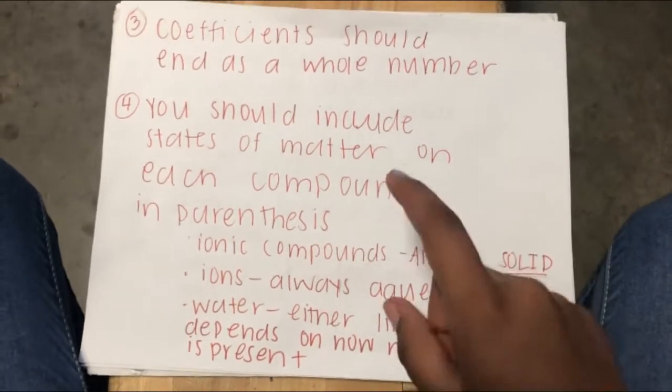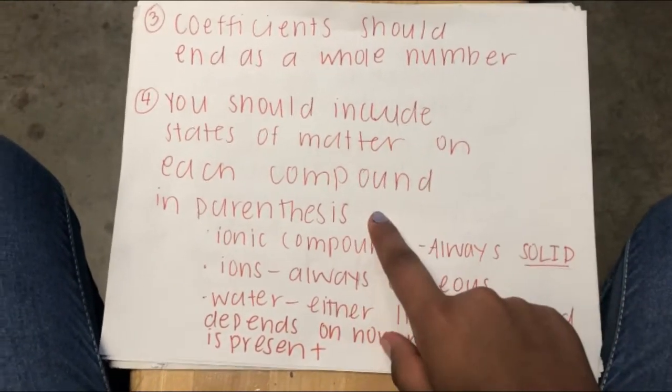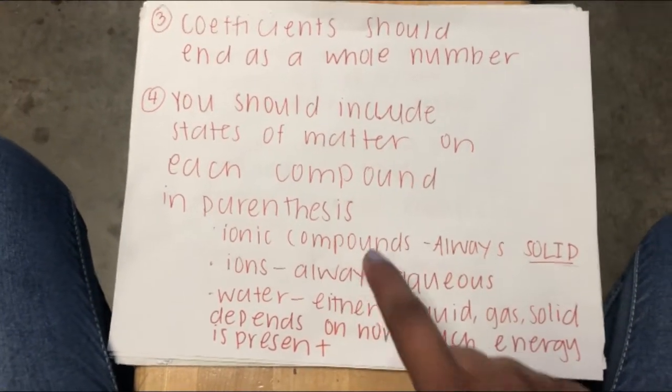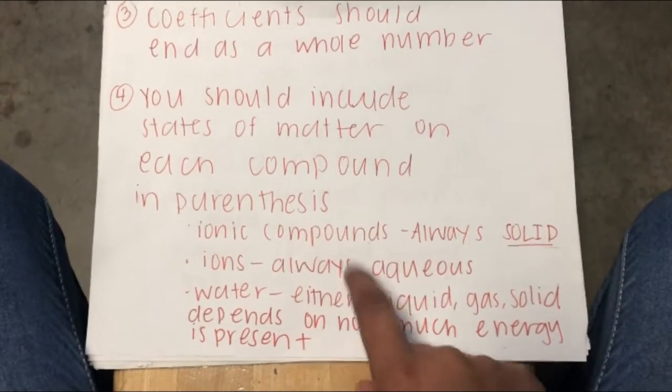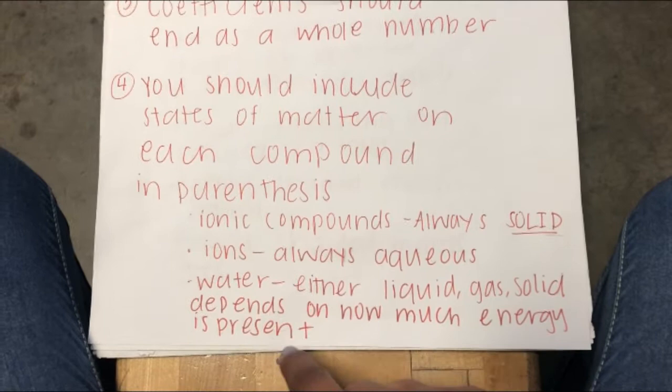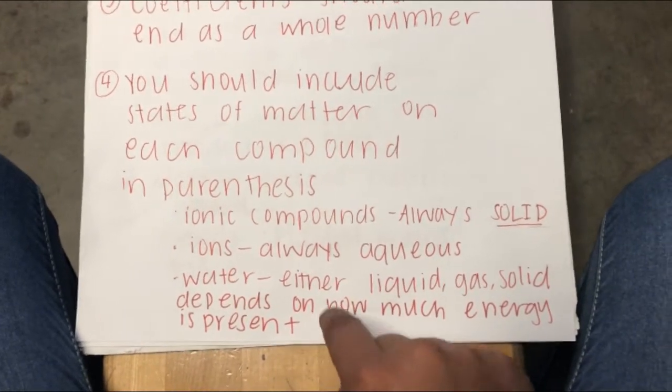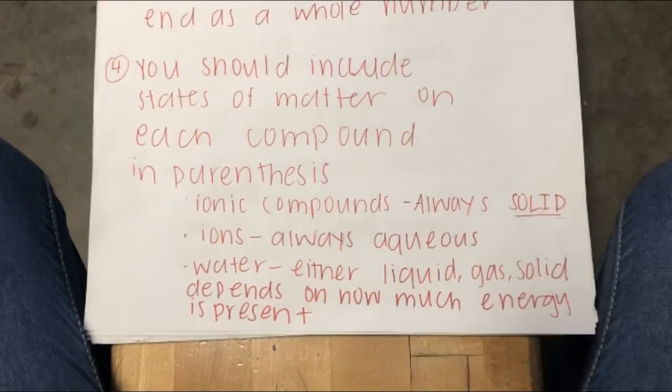You should include states of matter on each compound in parentheses. So ionic compounds are always solids, ions are always aqueous, and water, depending on how much energy is present, is either liquid, gas, or solid.